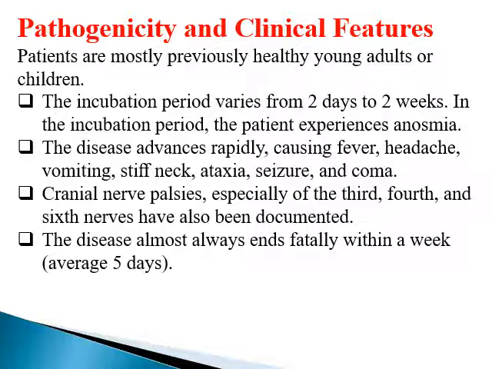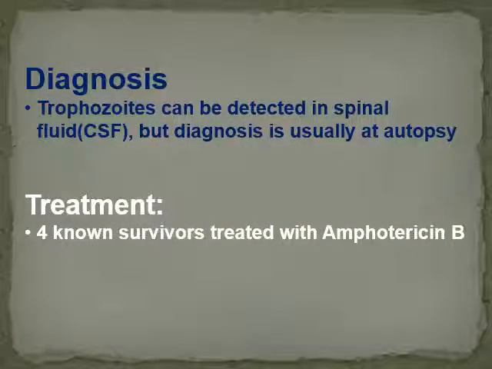Cranial nerve paralysis, especially of the third, fourth, and sixth nerves, has also been documented. The disease almost always ends fatally within a week, on average 5 days. Diagnosis is by demonstration of trophozoites in CSF, but the diagnosis is usually made at autopsy because it is a very rapid, acute, and lethal disease. Non-survivors were treated with amphotericin B.